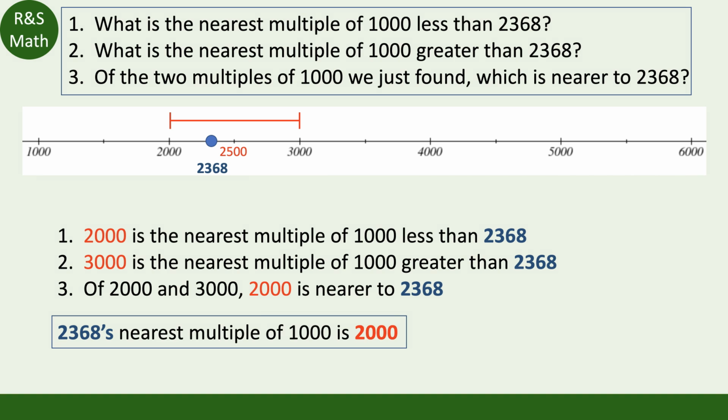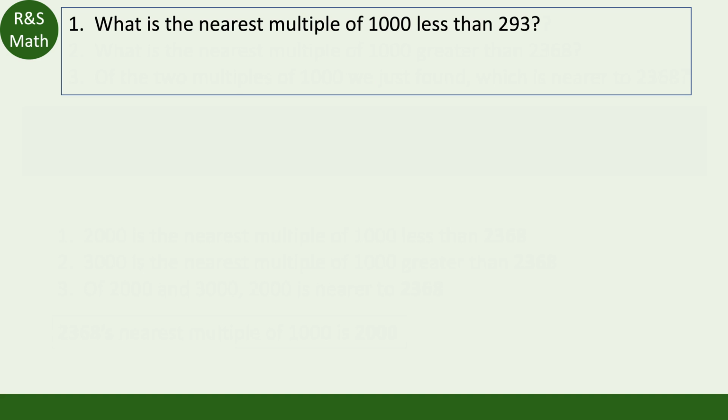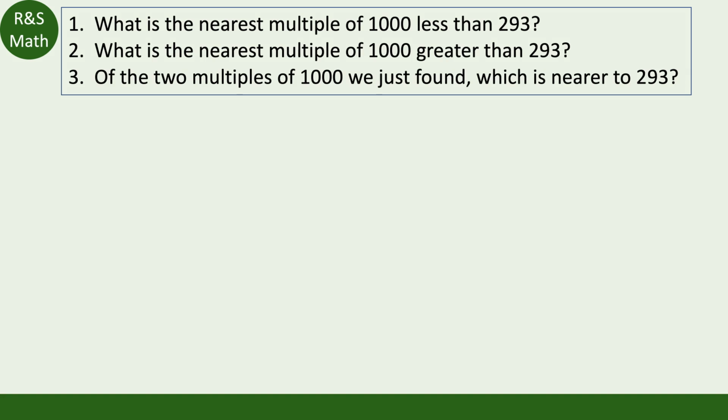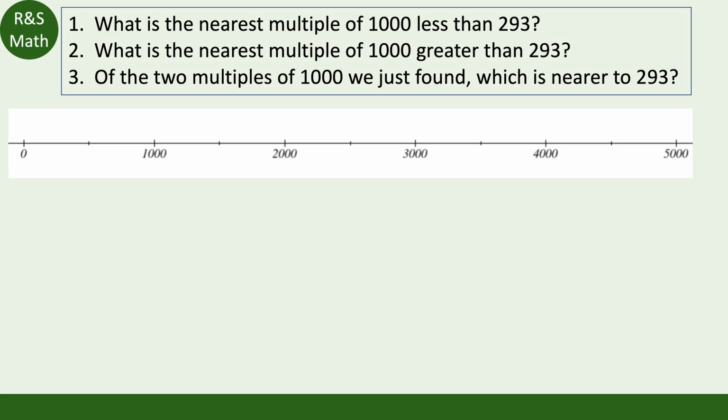Let's do another example. Let's take the number 293 and ask these same questions. What is the nearest multiple of 1,000 less than 293? What is the nearest multiple of 1,000 greater than 293? Of the two multiples of 1,000 we just found, which is nearer to 293? We will again use a number line with a label spacing of 1,000 and will make sure that the number line is one we could place 293 on.